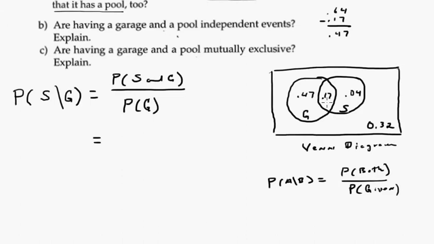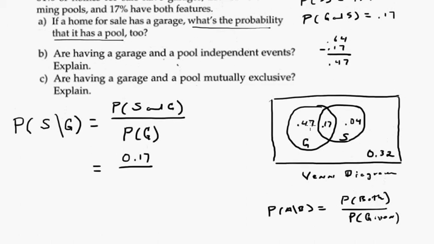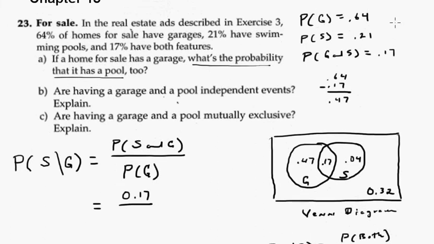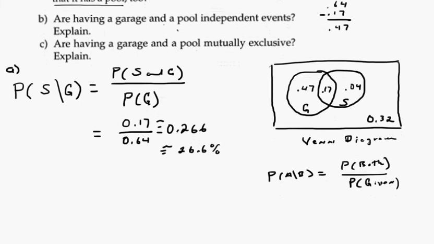Now we just plug and play. Both would be 0.17, and the probability of a garage, now don't use 0.47, we need to go up to here, 0.64. That's going to be approximately 0.266, or 26.6% of the time. Okay, so that's problem A. Now, are having a pool and having a garage independent?